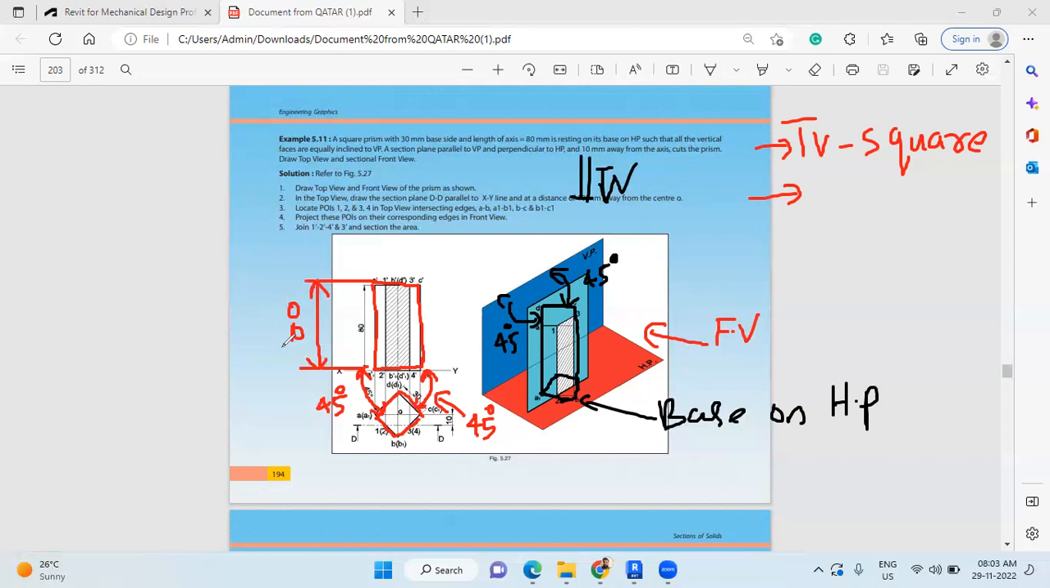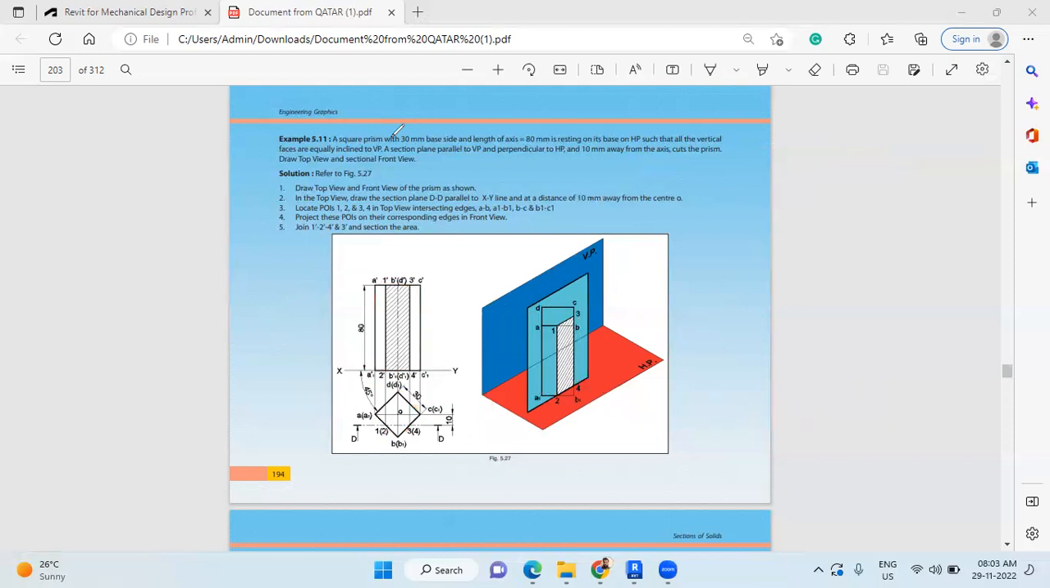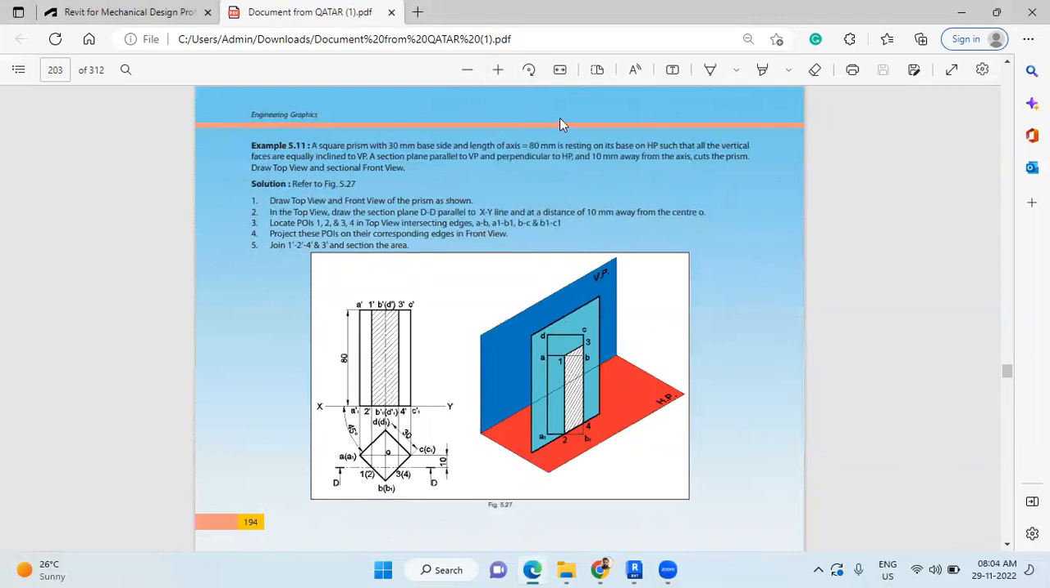Okay, front view finished. Here, where is the cutting plane? It's parallel to VP, perpendicular to HP, and 10 millimeters in front of the axis. Okay, so cut here the cutting plane. So this is my cutting plane, and the cutting plane is parallel to VP and perpendicular to HP, at a distance of 10 millimeter away from the axis.